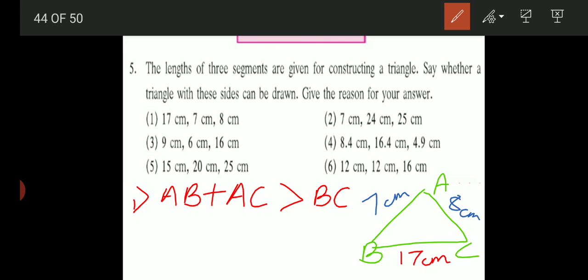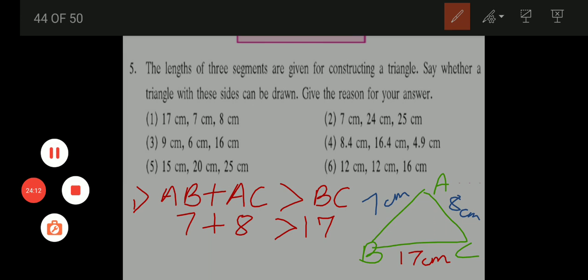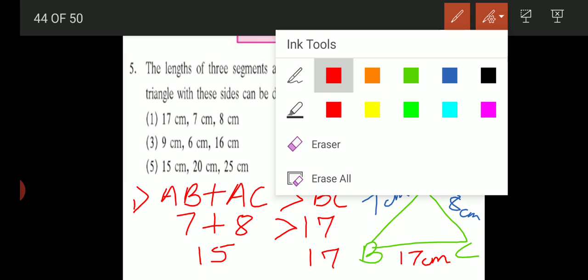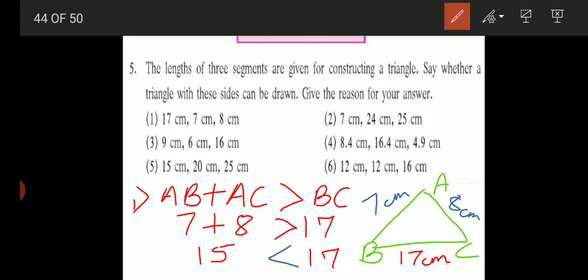So now let's substitute the values. AB is 7, AC is 8, which should be greater than BC, which is 17. Now 7 plus 8 gives you 15. Now if you have a look, children, 15 and 17, which is greater over here? It is the number 17. So what happens over here, children, when you find that the property of the triangle is not getting fulfilled?